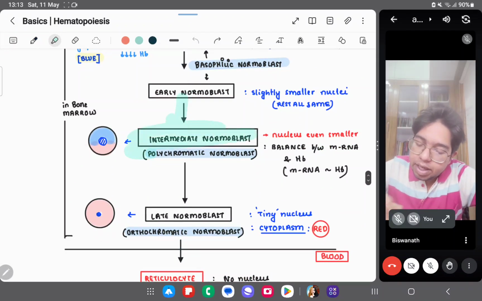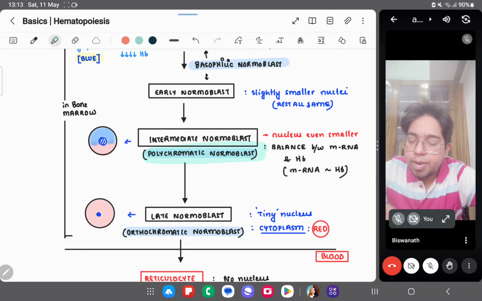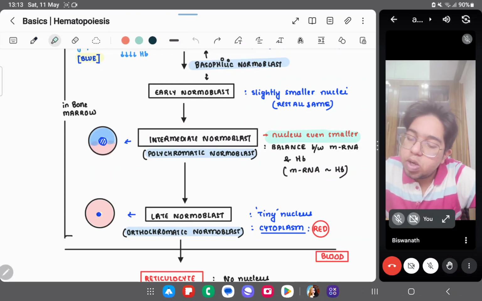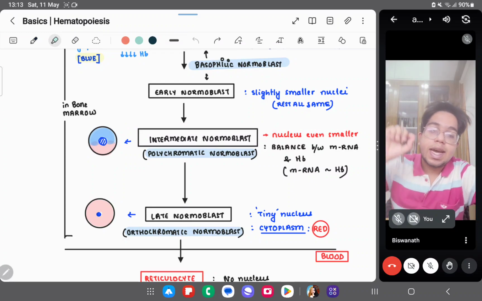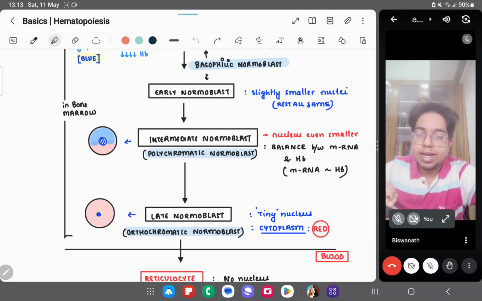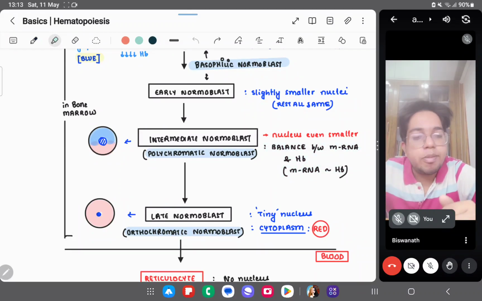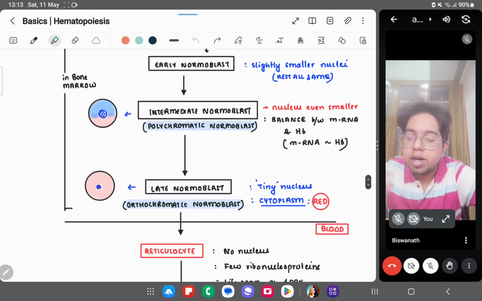After that, we have the intermediate normoblast, also called polychromatic normoblast, because it has two colors. You can see the nucleus becomes even smaller. So the size of the nucleus is going on decreasing. And the balance between mRNA and hemoglobin is slightly normalized. So you have that much hemoglobin and that much mRNA. We have the red and blue, as you can see from the diagram.